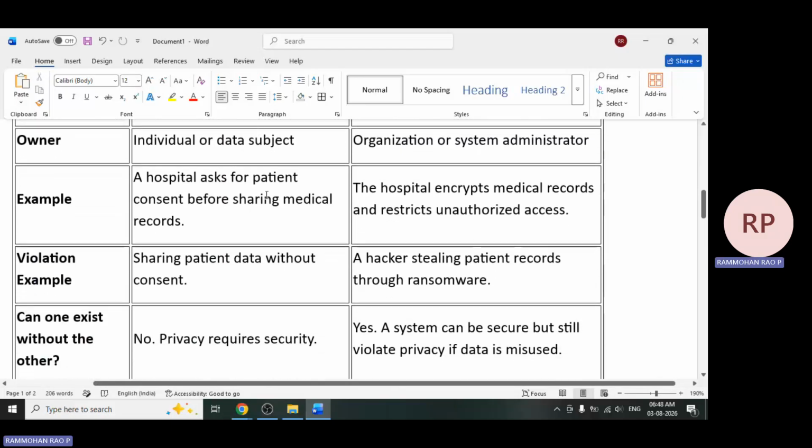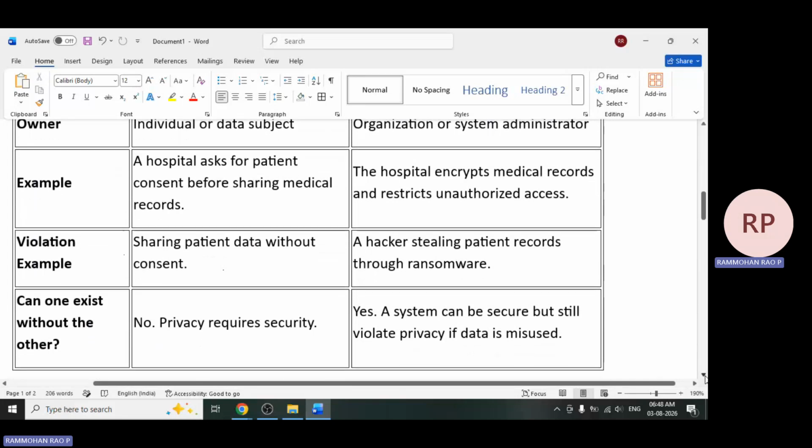See, a hospital asks for patient consent before sharing medical records. This is what is privacy. The hospital encrypts medical records and restricts unauthorized access, which they have to do. That is part of security. But before they share my data with other third parties, they need to take my consent. Sharing my data without consent is a violation of my privacy. If hacking happens on the patient records, it is a violation of the security norms. So can one exist without the other? This is an important question.